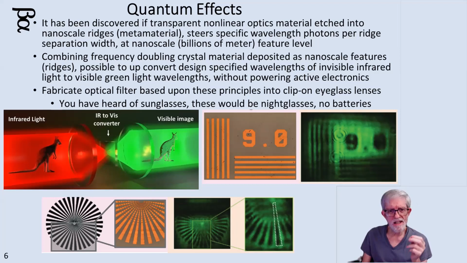And now you can see the invisible infrared in a range of greens. So if you've heard of sunglasses, there's no batteries, no electronics. It's just a crystal that's been fabricated at the nanoscale. And now you have night glasses. You can see what would be invisible infrared in shades of green. For those that are suffering from cataracts, this will be a godsend because you can now still drive at night.